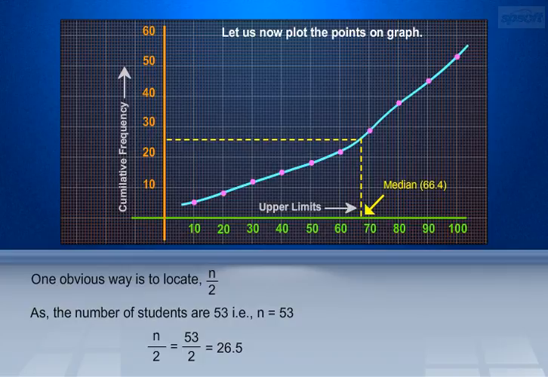curve. As the number of students is 53, that is, n equals 53. Therefore n by 2 equals 53 by 2. This is equal to 26.5.